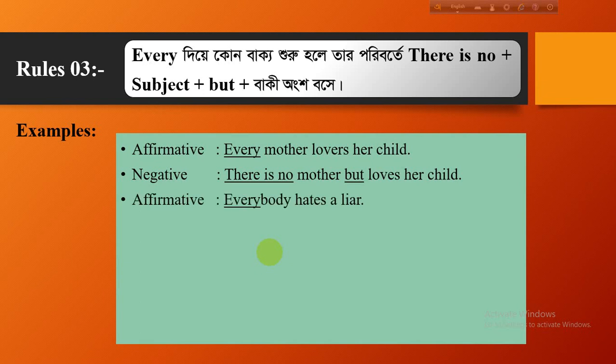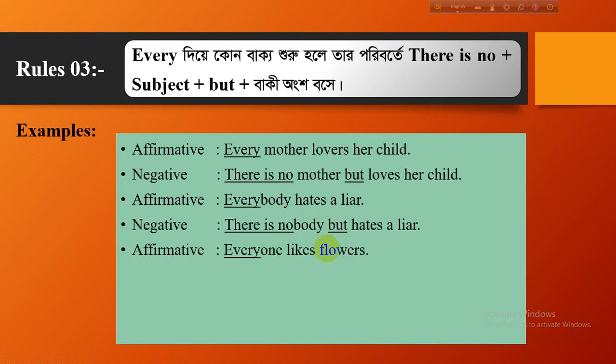Everybody hates a liar. So this example is also very easy. So here we can go through after every, or instead of every, we can use there is no, and the subject will be the same. After the subject we can use but. Again, the two things.